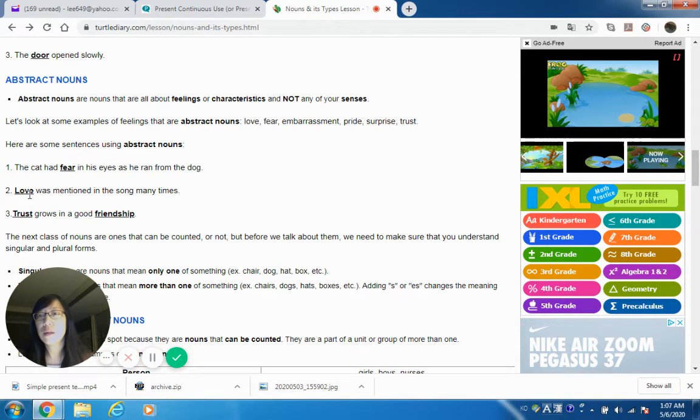Here are some sentences using abstract nouns. 1. The cat had fear in his eyes as he ran from the dog. So fear is the abstract noun. Then what's the concrete noun in number 1? Cat. Eyes. Dog. Those are concrete nouns.